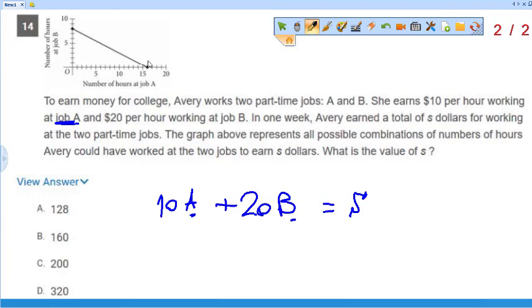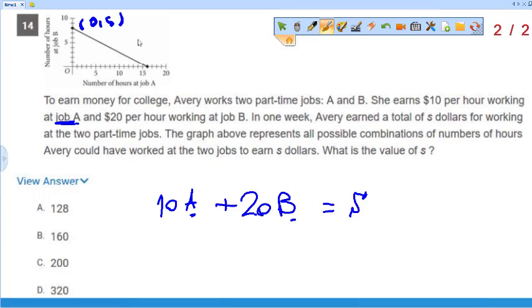This line is formed from what? Infinite points. Maybe she works here, in this one. What is this point? Yes, (0, 5). What is meant by (0, 5)? She is going to spend 0 hours in job A and 5 hours in job B. And at this one, she spent 16 hours in A and 0 hours in B.